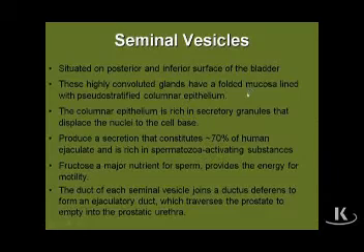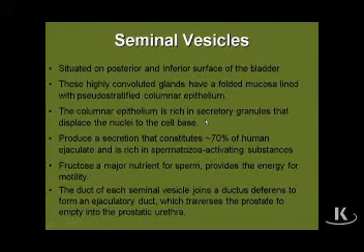These are highly convoluted glands with a heavily folded mucosa lined with a pseudostratified columnar epithelium. This epithelium is rich in secretory granules that basically displace the nuclei down near the base of the cell. Seminal vesicles produce a secretion that constitutes 70% of human ejaculate that's rich in sperm-activating substances and also contains fructose, a major nutrient for sperm, providing an energy source for its motility.